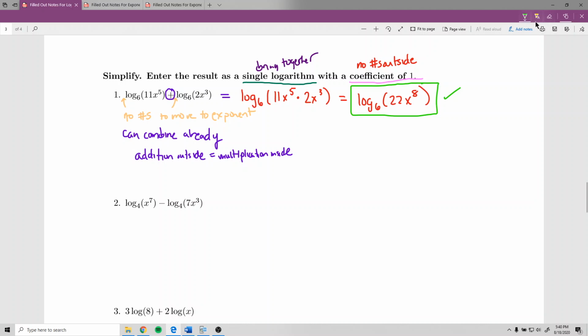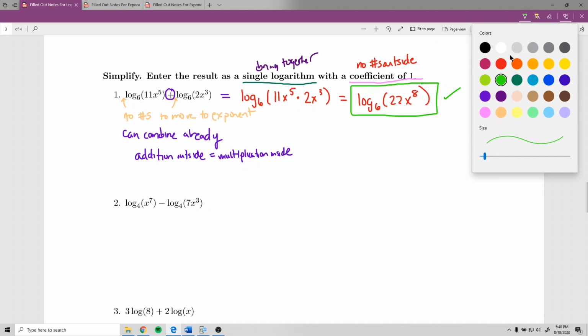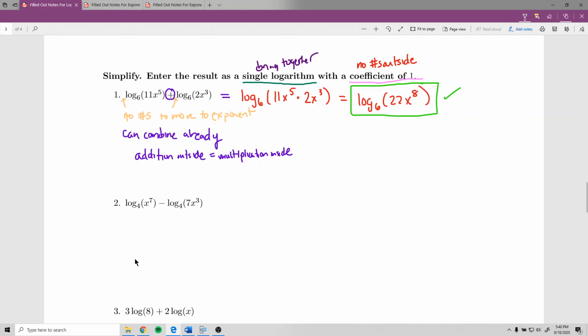All right, number 2 is very similar, except subtraction, but you must check the first thing. First is that there are no numbers to move to exponents, and here we also don't have any numbers out front, no coefficients. So that means exactly what we said last time. We can combine them. And here we have subtraction outside. Subtraction outside equals division inside.